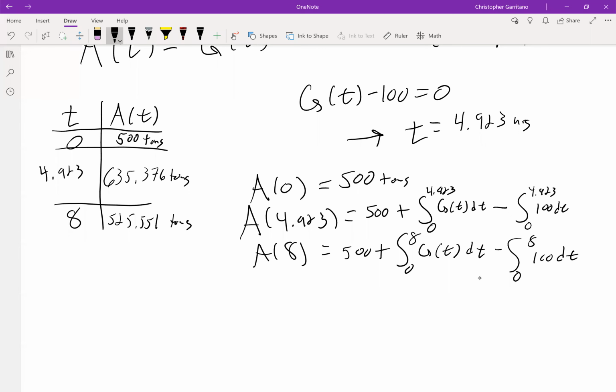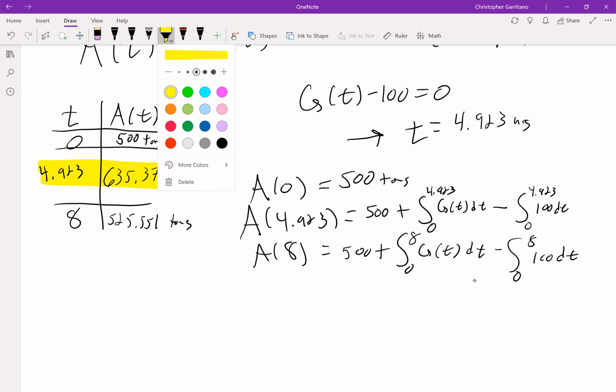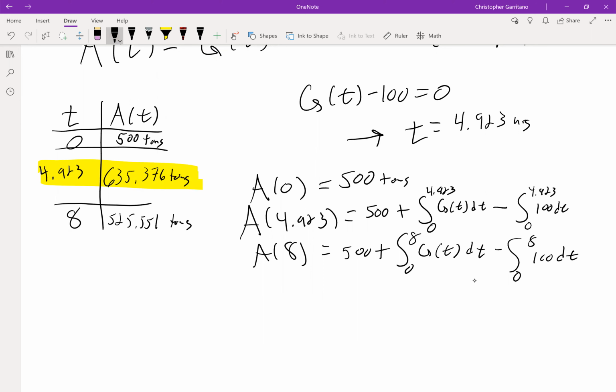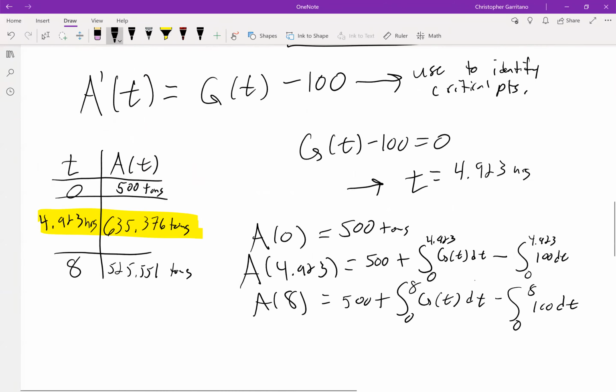All right, welcome back. And as you can see, I filled in the table. We have 500 tons, 635.376 tons, and 525.551 tons at these particular time periods. Again, these are the only candidates for absolute maximum. And so there you have it. The absolute maximum occurs at time 4.923 hours, and the absolute maximum is 635.376 tons.